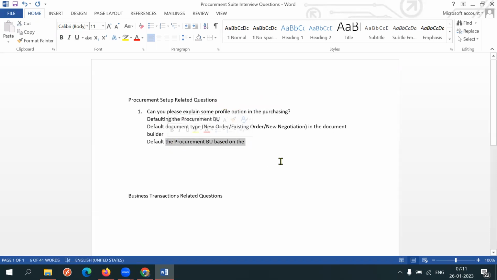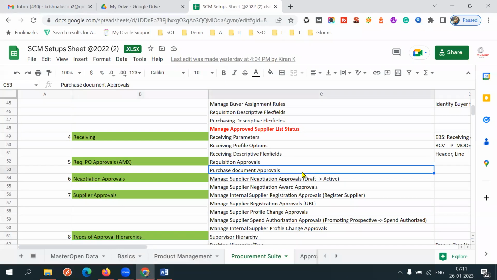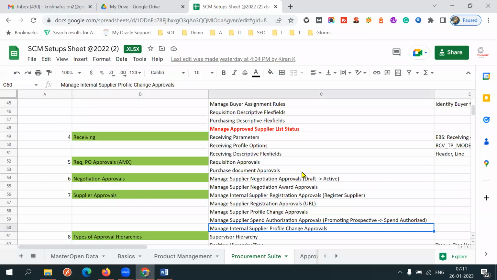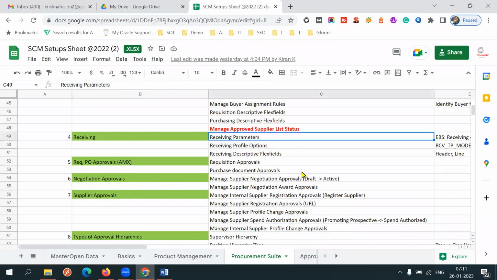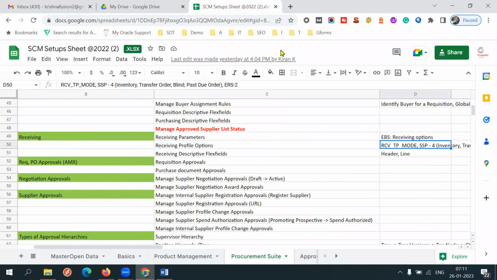Okay, so any other important ones? Yeah, that is also important, right? The procurement category assignment is also important. Buyers are assigned to purchase specific items, by category assignments.